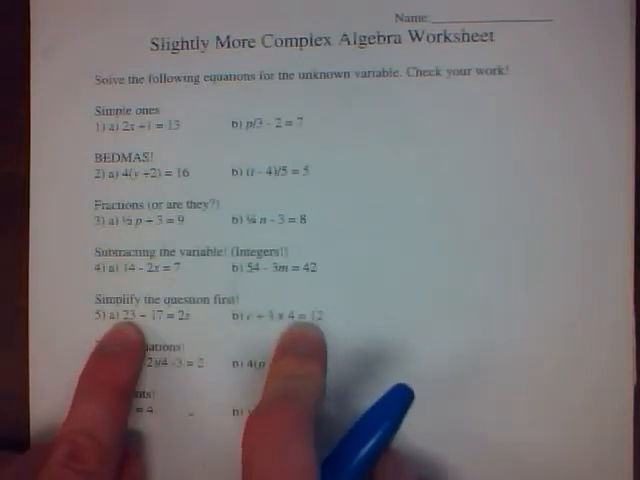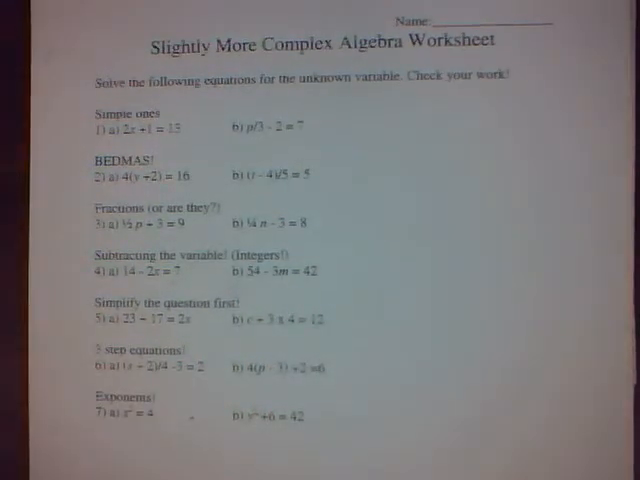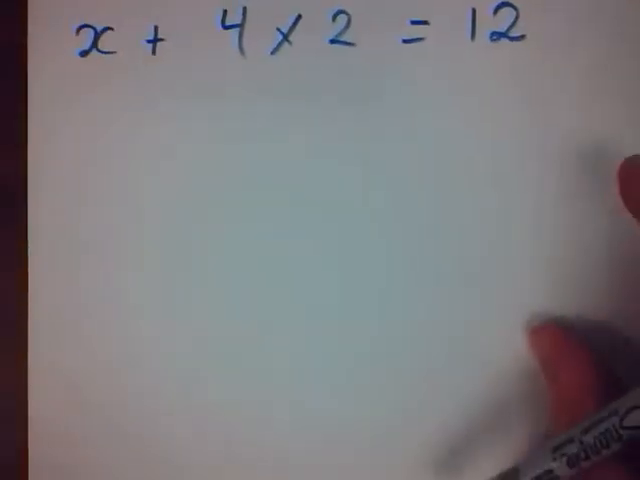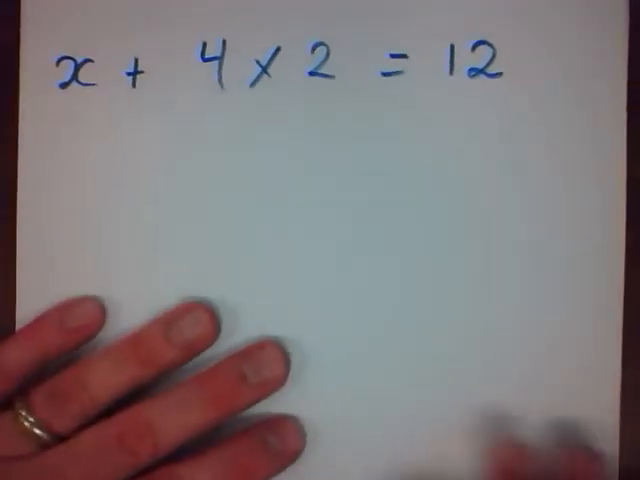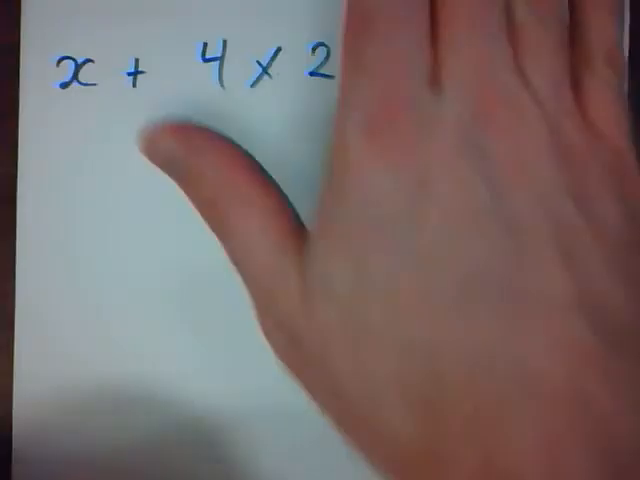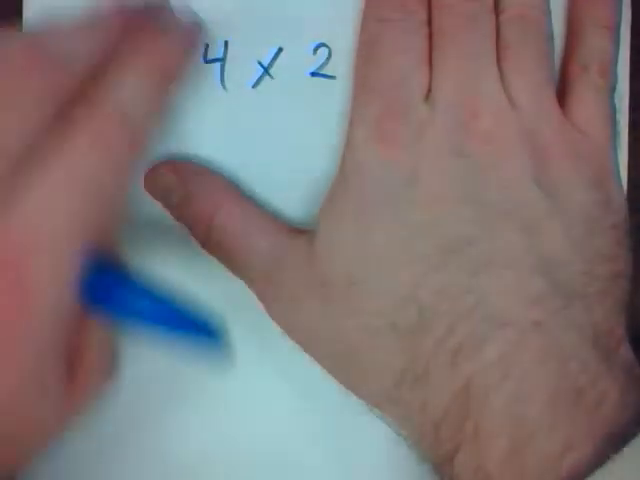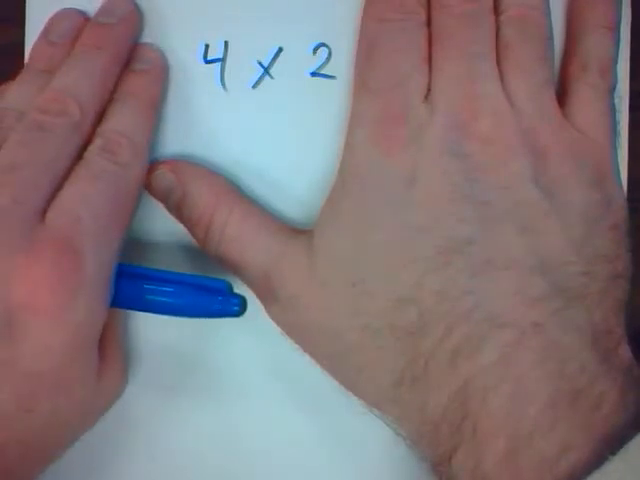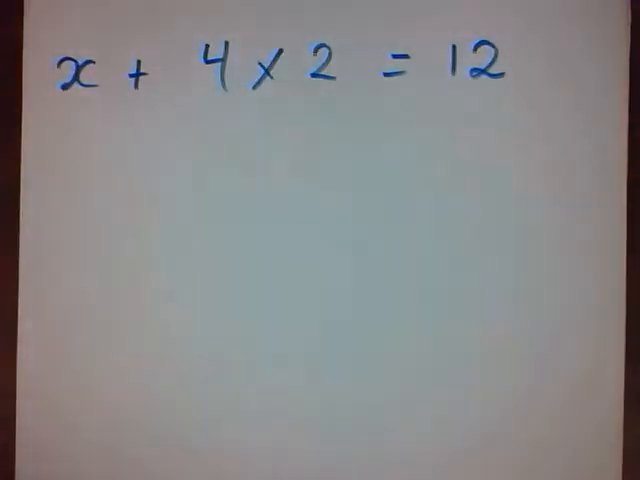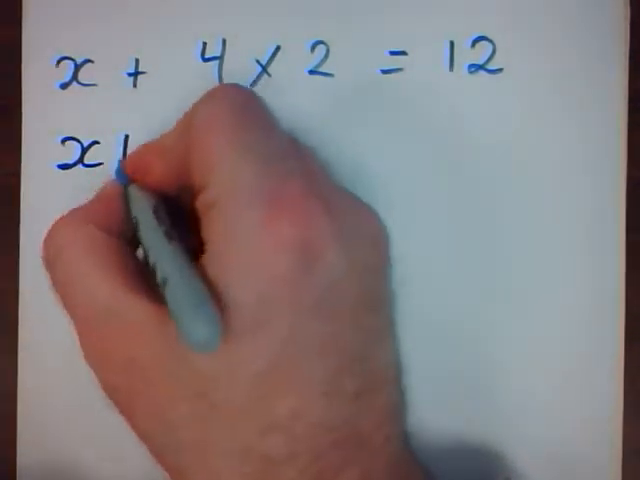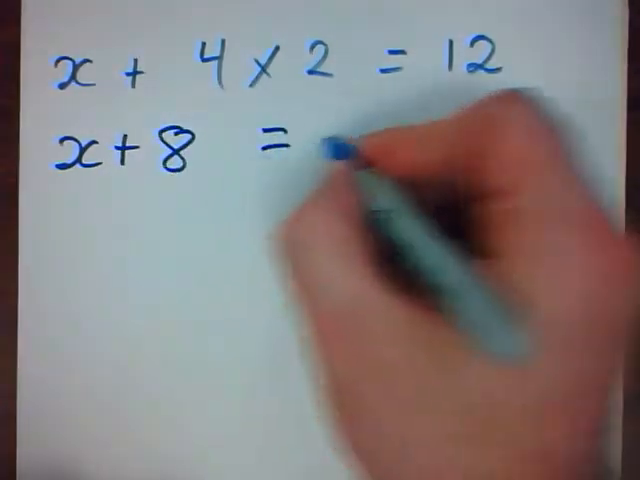This question is a little different than the one I've done before, so I'd like to do an example like that. Here we go. We start by attempting to simplify the question using BEDMAS normally. Brackets, none. Exponents, none. Division and multiplication. Oh, there's 4 times 2. I can do 4 times 2. So let's do 4 times 2. This doesn't change. That becomes 8.